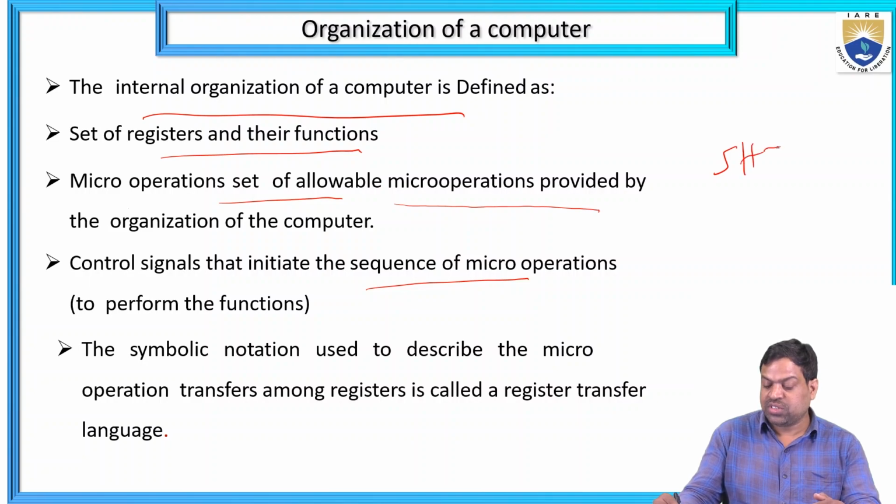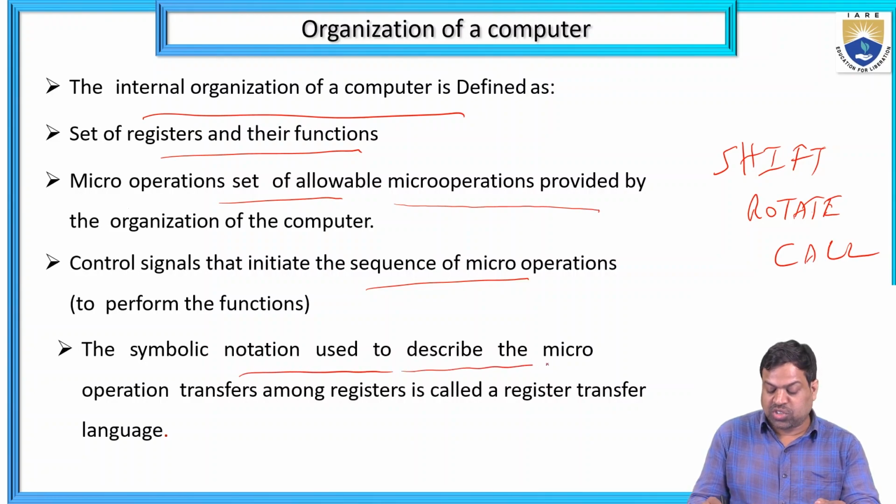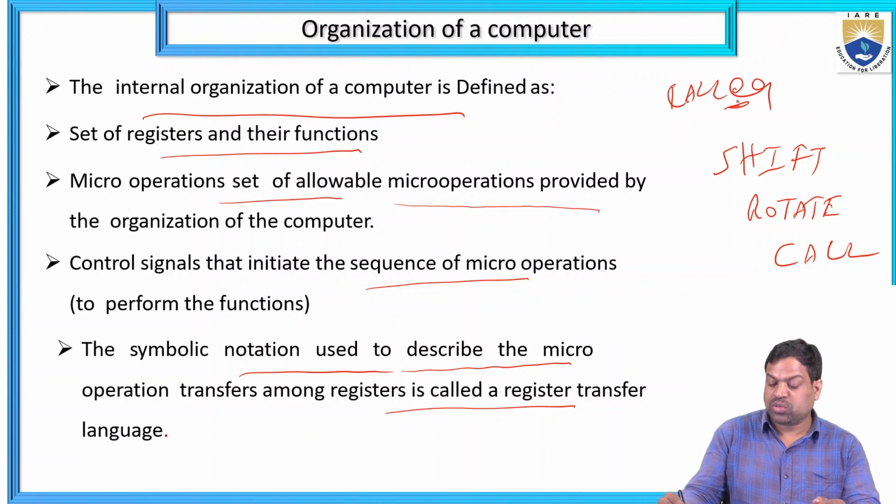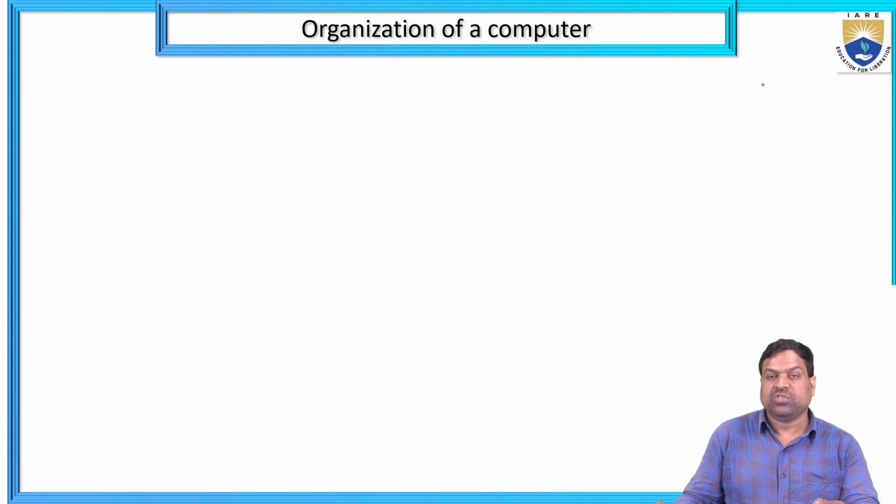Shift, rotate, call function. These are the symbolic notations used to describe the micro operations transferred among the registers. Suppose I am taking call at 9. Some special characters also we have to use.